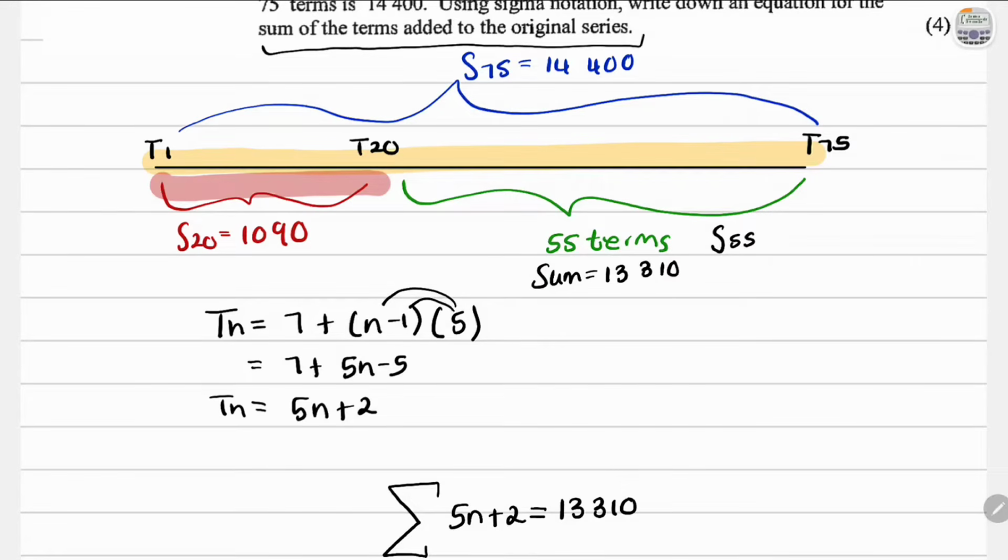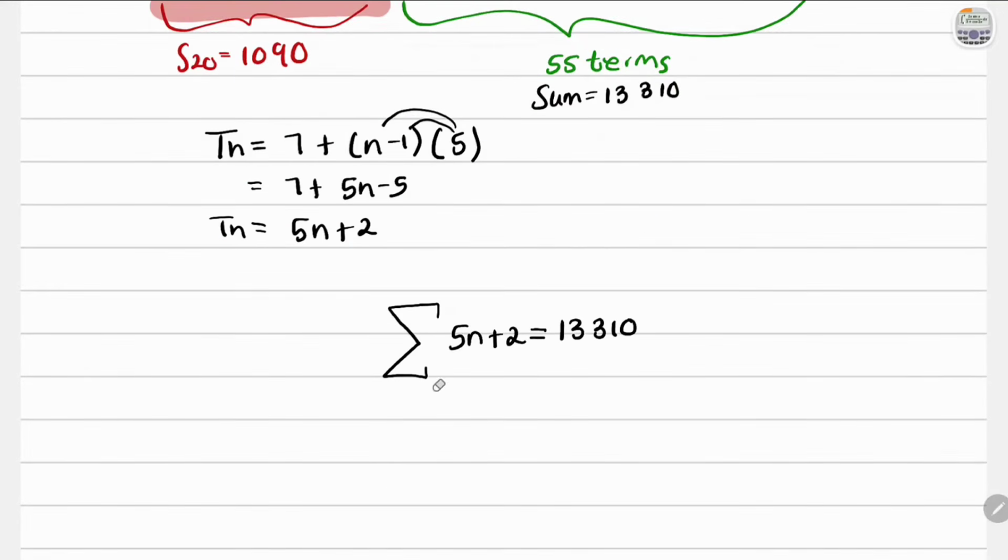The reason I don't want to call it S of 55 is because if you say S of 55, you're saying the sum of the first 55 terms. These are not the first 55 terms. These terms start here after the 20, because the sum of the 20 is from term 1, then term 2, term 3, all the way to term 20. So these terms start at term 21. And so that's why I don't want to call it that.